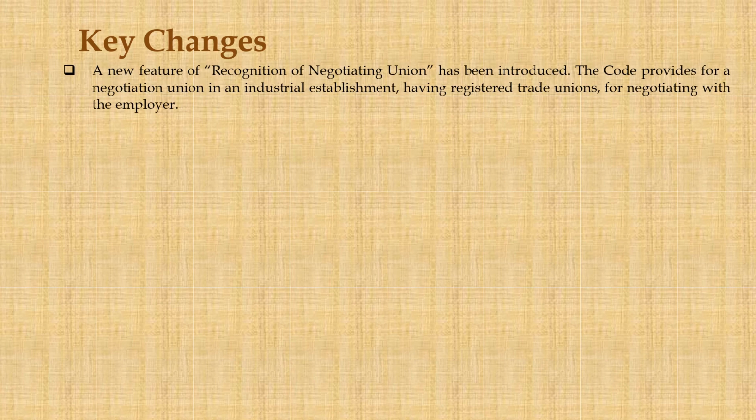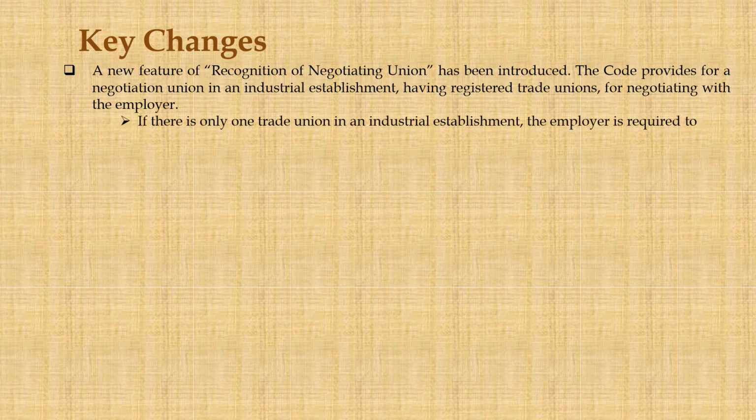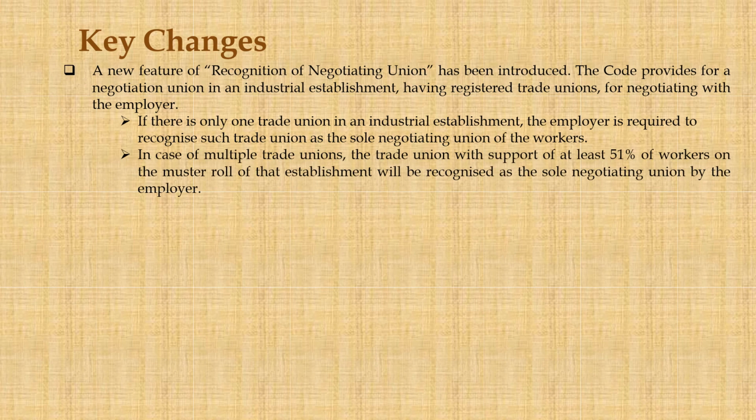Some more changes, like a new feature of recognition of negotiating union has been introduced. The code provides for a negotiating union in an industrial establishment having registered trade union for negotiating with the employer. If there is only one trade union in an industrial establishment, the employer is required to recognize such trade union as the sole negotiating union of the workers. In case of multiple trade unions, the trade union with support of at least 51% of workers on the muster roll of that establishment will be recognized as the sole negotiating union by the employer.